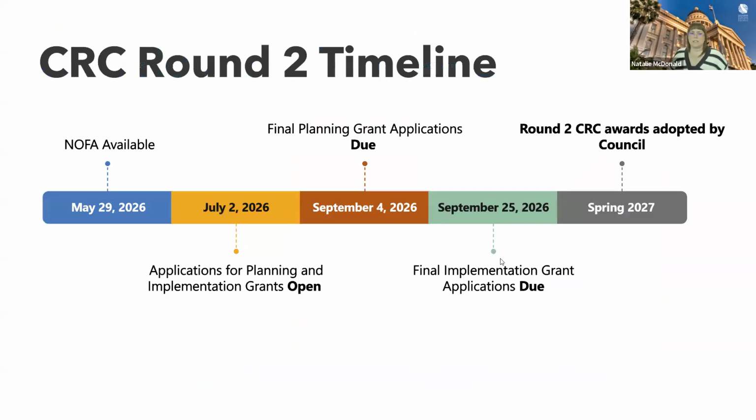Now let's take a look at the CRC's Round 2 timeline. By the time that you're watching this video, the CRC Notice of Funding Availability, or NOFA, will be available on our website. CRC Round 2 applications for both planning and implementation grants will open on the Submittable platform on July 2nd, 2026. Planning grant applications will close on September 4th, 2026, and implementation grant applications will close a few weeks later on September 25th, 2026. SGC hopes to announce the winning applicants in spring of 2027.